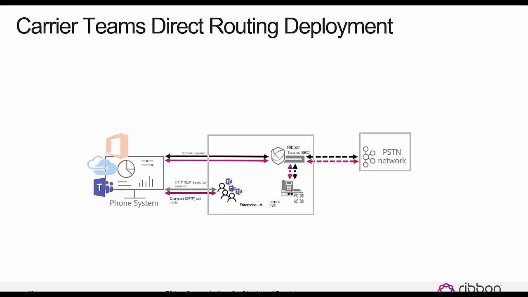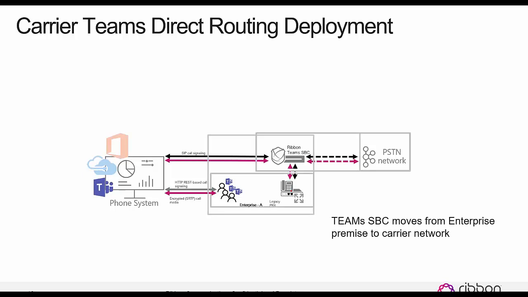To simply take you through how the carrier Teams direct routing works, you're looking at how an enterprise will deploy an SBC to work with the Microsoft Teams phone system. A typical enterprise deployment will have a PBX, and a bunch of Teams users being served by Microsoft Teams Online and the phone system there. You have the SBC on premises, connecting over SIP to the phone system for the voice services, and the SBC connecting to the PSTN. So that's the typical enterprise deployment we have.